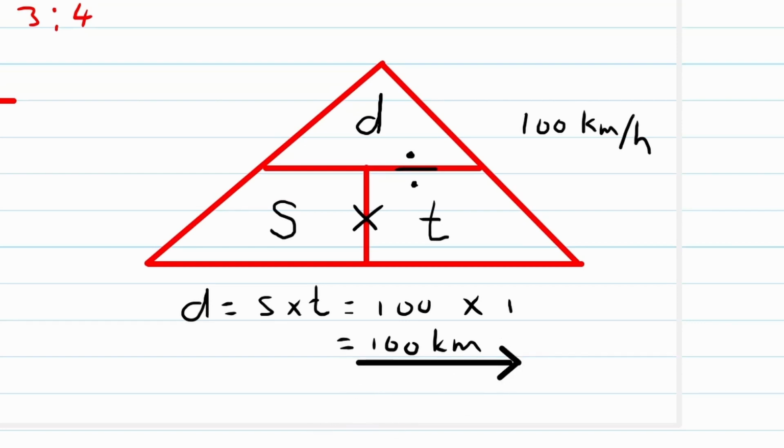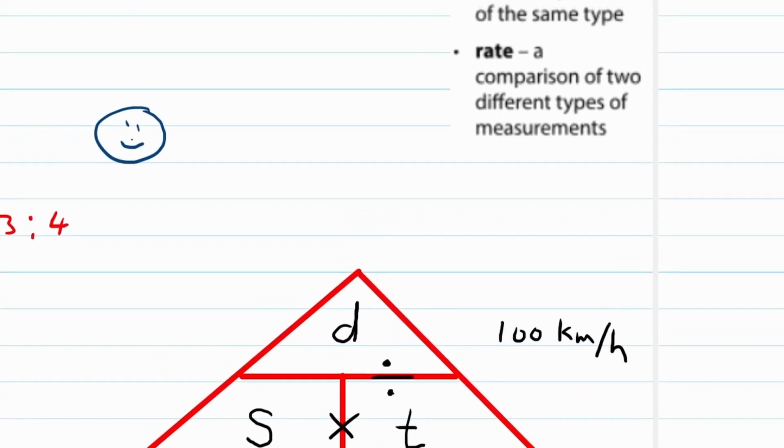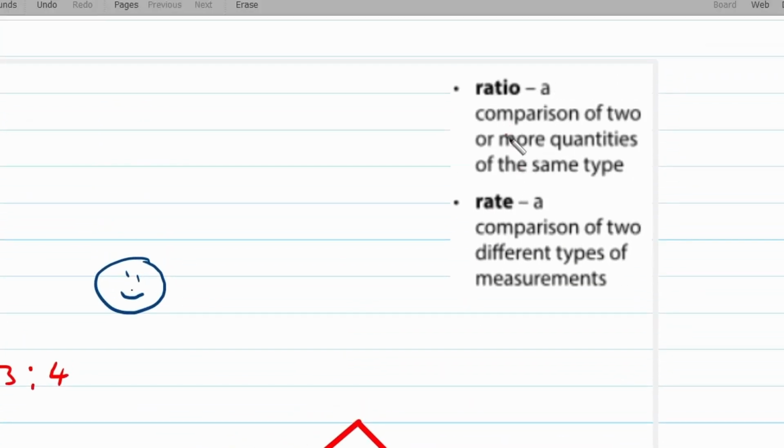So the difference between rate and ratio. Ratio is comparison between the same amount of quantities, like for instance oranges that we had with Sam, Joe and Pete. Rate, comparison between two different measurements, like for instance distance, time, and then speed.